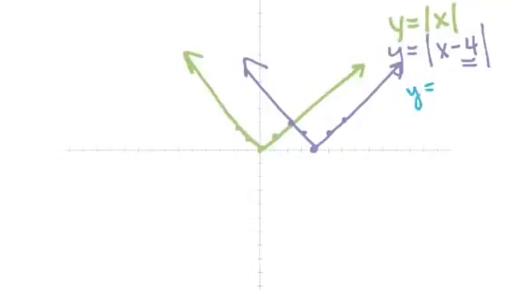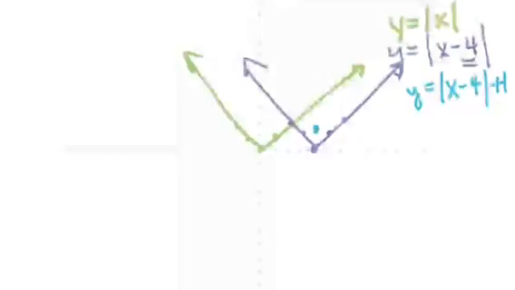So there is the graph of the absolute value of x minus 4. We're now going to get a little bit more complicated. The next one we were asked to graph is y equals the absolute value of x minus 4 plus 1. So we're going to take this purple graph, and remember that this plus 1 here means we're going to shift the graph up 1. So our vertex is going to move up here.